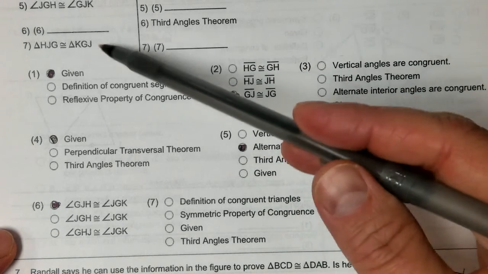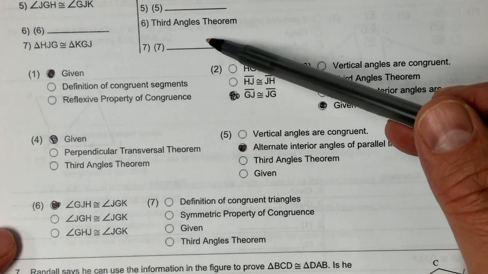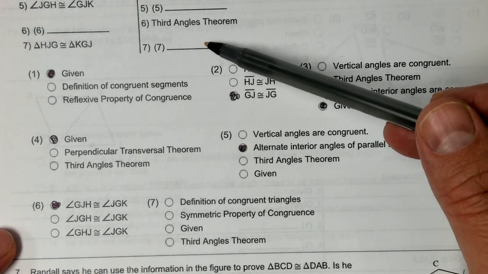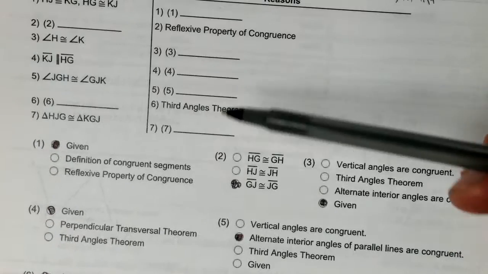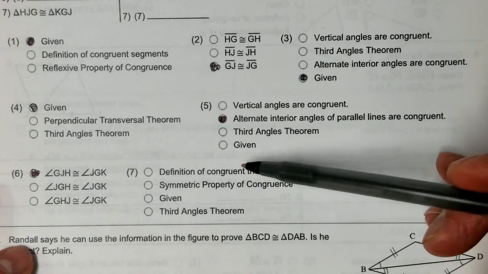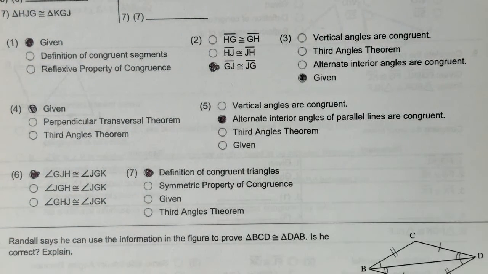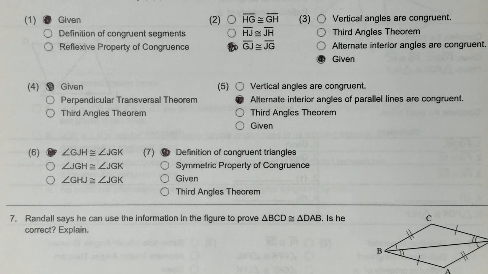Okay, so then you have your triangle congruence statement, and this is when you would normally choose like SSS, SAS, something like that. But because we went through every single side and every single angle equal, then it's going to be definition of congruent triangles. So that's what you get for number 6. Any questions?